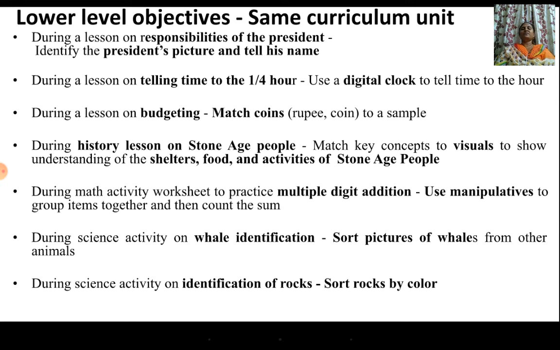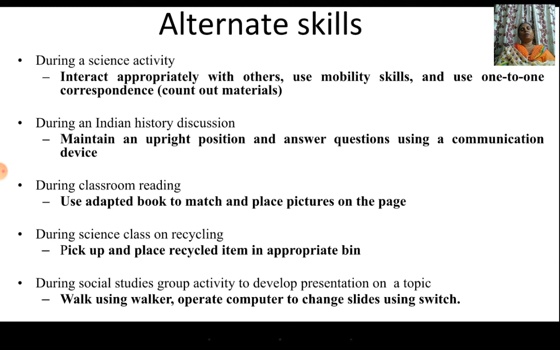Then during a science activity on the identification of rock, the child can be made to sort the rock based on the color instead of increasing the complexity of the lesson. And while focusing upon the lower level objectives, here comes the need for teaching alternate skills. Why? Because the child along with academics has to learn activities for the daily living.